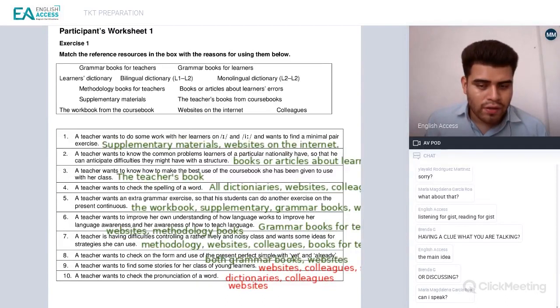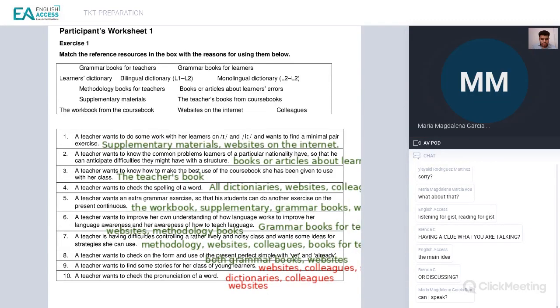Okay, so I want to know where can I write that? I am doing my review on my notebook, so I'm writing the steps of the sequence of lessons. For example, I write number 1 exposure, number 2 drilling, number 3 focus on form. Where can I write the gist?